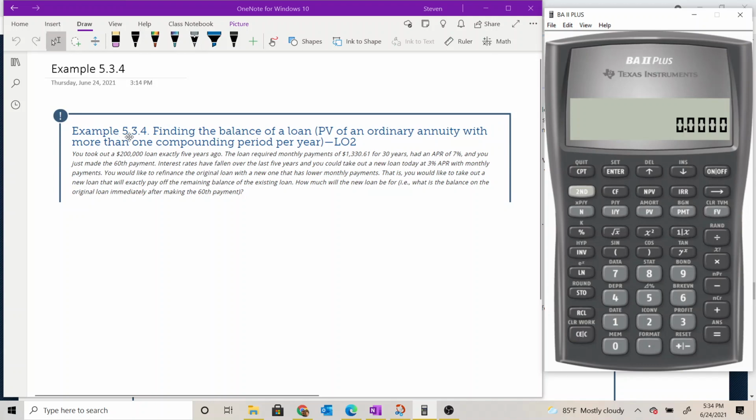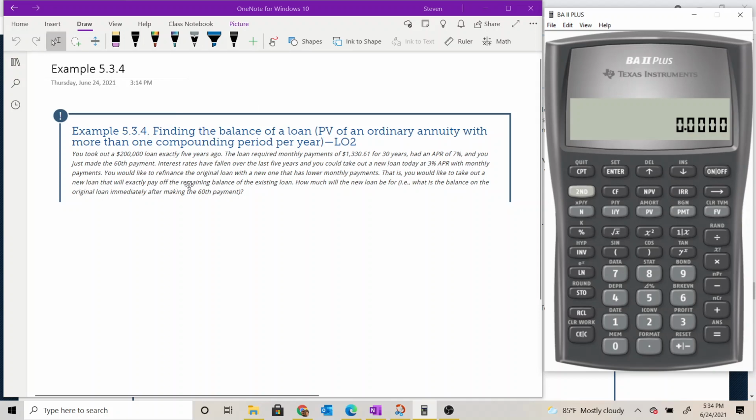Example 5.3.4. This one says you took out a $200,000 loan exactly 5 years ago. The loan required monthly payments of $1,330.61 for 30 years, had an APR of 7%, and you just made the 60th payment. Interest rates have fallen over the last 5 years, and you could take out a new loan today at a 3% APR with monthly payments.